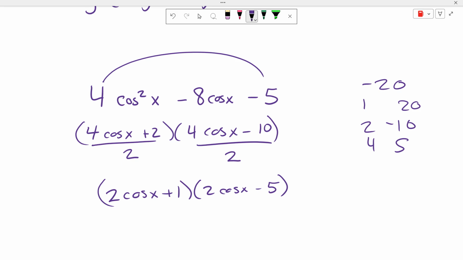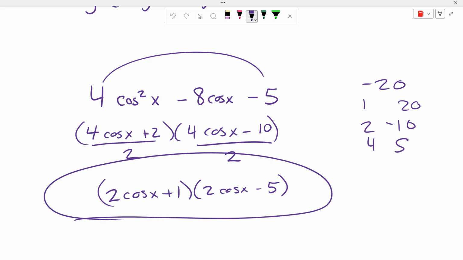We FOIL this. 2 cosine times 2 cosine is 4 cosine squared. Outers is negative 10 cosine of x. Inners is plus 2 cosine of x. Negative 10 plus 2 is negative 8. 1 times negative 5 is negative 5. Okay? So to check your answers for factoring, you just FOIL them again, just to see. That's not that hard, right?